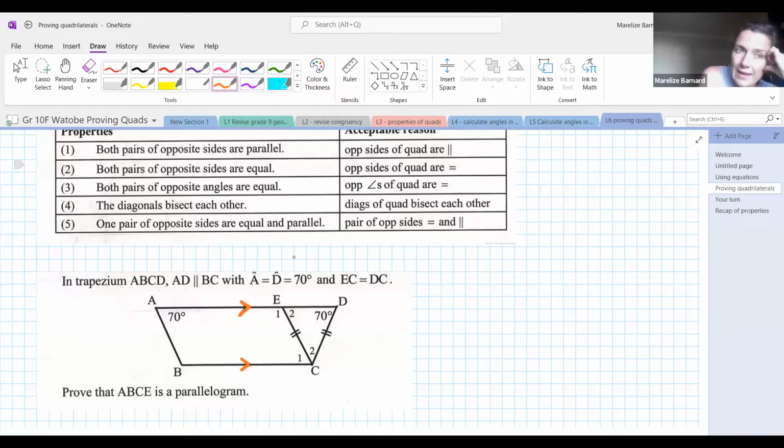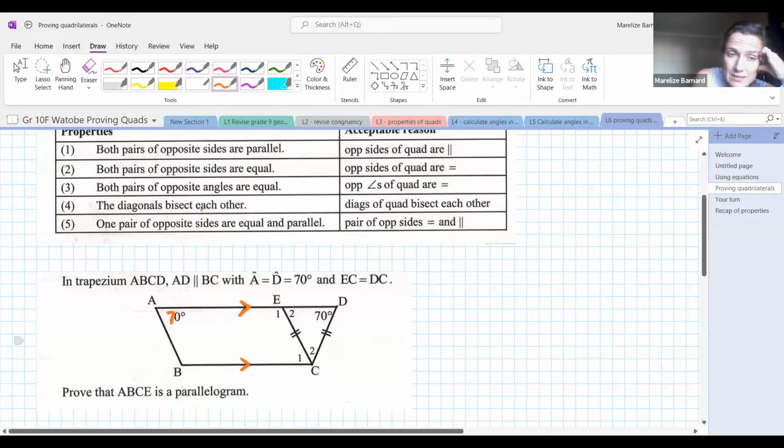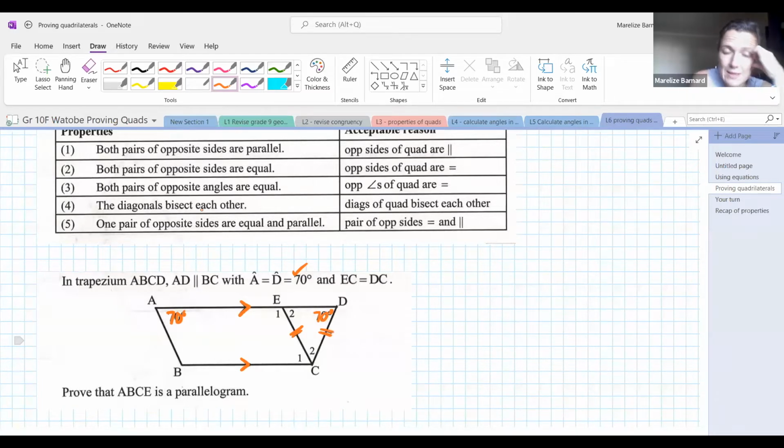Okay, what's next is that AD is parallel to BC. We know that already, that's given. And then angle A is equal to angle D, so here's the 70. That's shown already. Great. And I've got that on my sketch. And then EC is equal to DC.